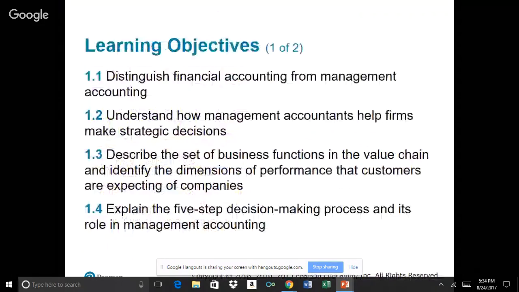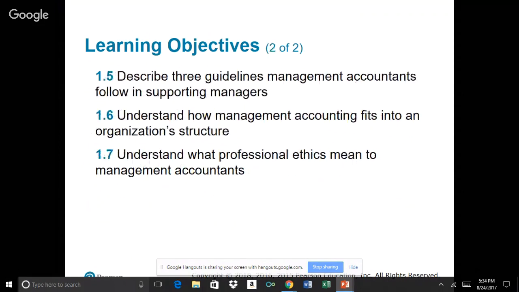Some of our learning objectives are: distinguish financial accounting from management accounting; understand how management accountants help firms make strategic decisions; describe the set of business functions in the value chain; identify the dimensions of performance that customers expect of companies; explain the 5-step decision-making process and its role in managerial accounting; describe 3 guidelines management accounting follows in supporting managers; understand how management accounting fits into an organization structure; and the last part is to understand what professional ethics mean to management accounting.